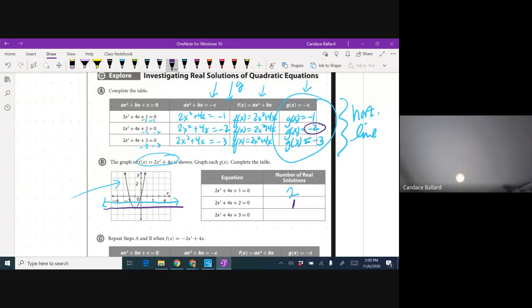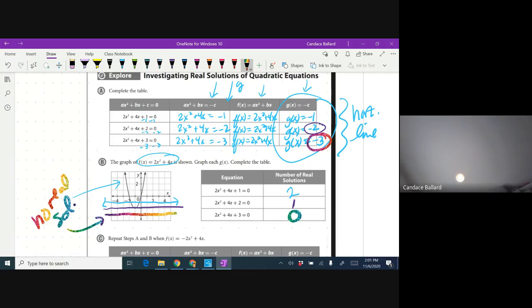Excellent work. All right, and then we're going to draw this one right here. We got it at -3. How many solutions do I have now? How many times do they cross? Very nice. There are no what we call real solutions, right?